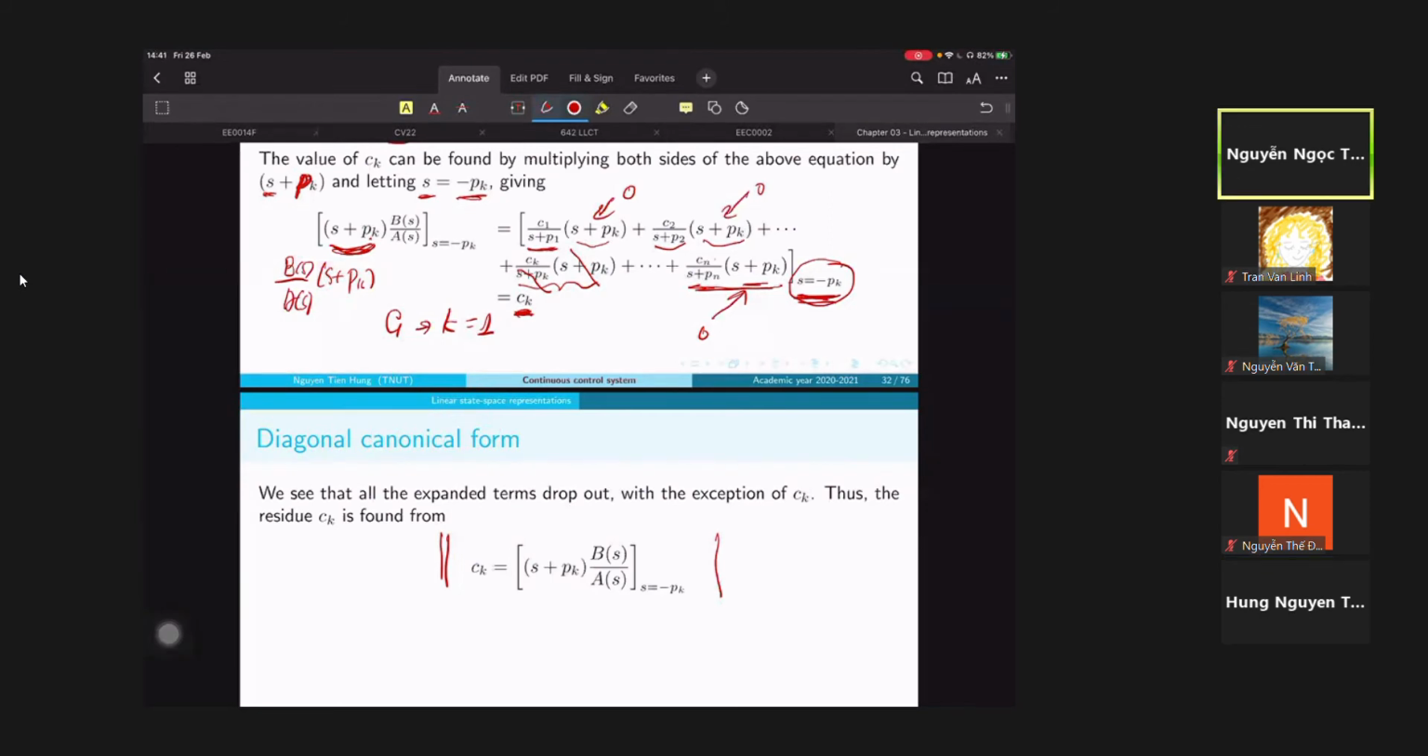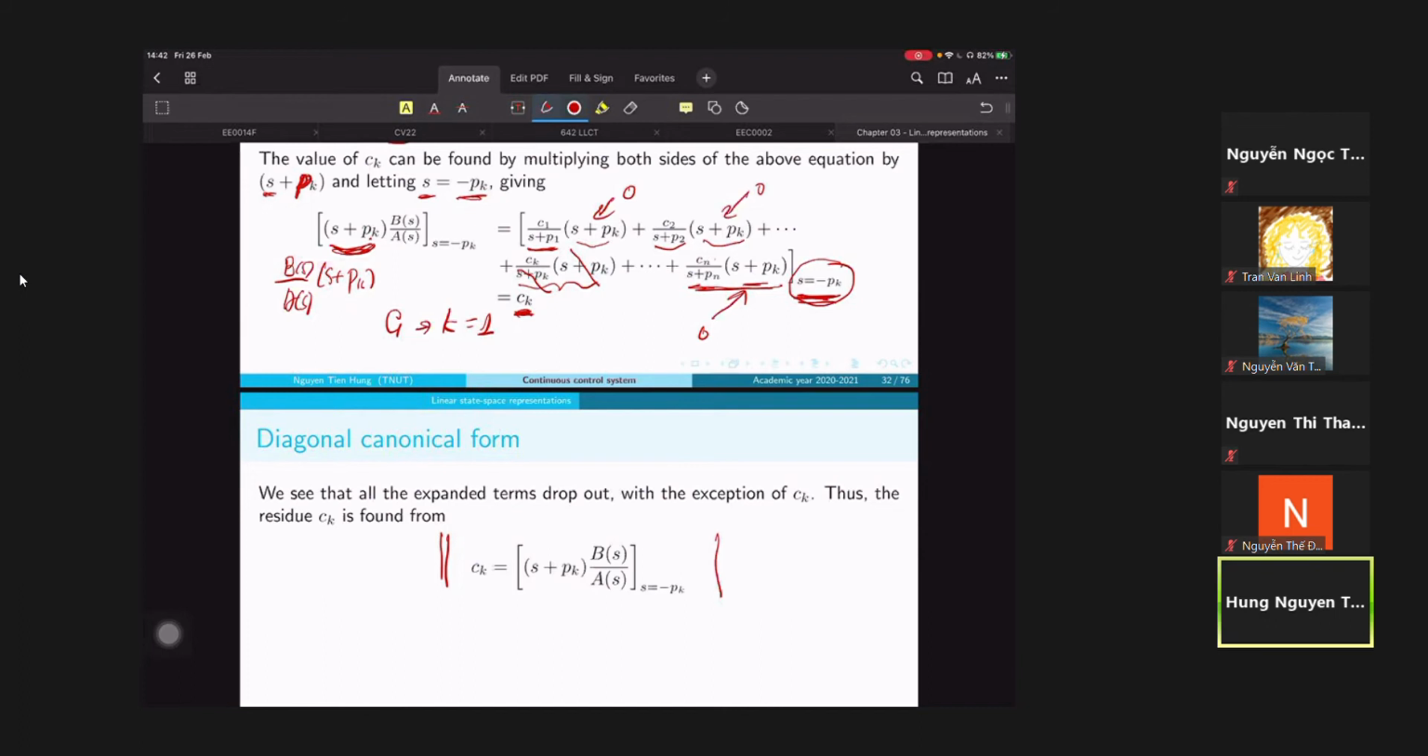Sir, I just put it again. Yeah, I hope it's correct. Okay. So we got P1 is 1, P2 is 10, and P3 is 0. We have C1. Now I have to separate this problem into 3 cases. First is C1 divided by s plus 1, C2 over s plus 10, C3 over s.